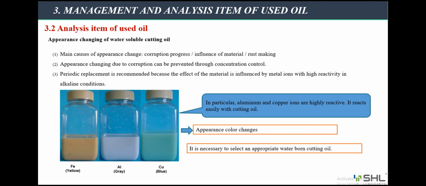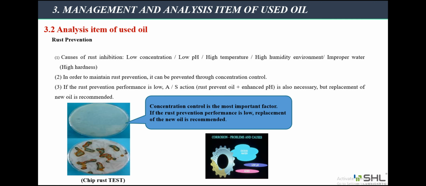In the picture, we can see that the oil sample has changed color after processing. Oil color of iron turns yellow, oil color of aluminum turns gray, oil color of copper turns green. It is necessary to choose an appropriate water-soluble cutting oil. The next factor we need to consider is rust prevention. Causes of rust: low concentration, low pH, high temperature, high humidity environment, improper water, high hardness.